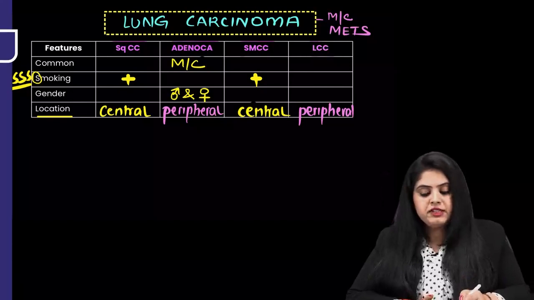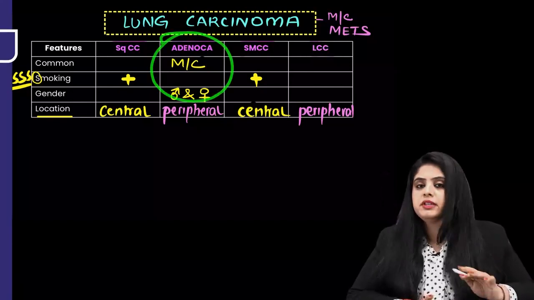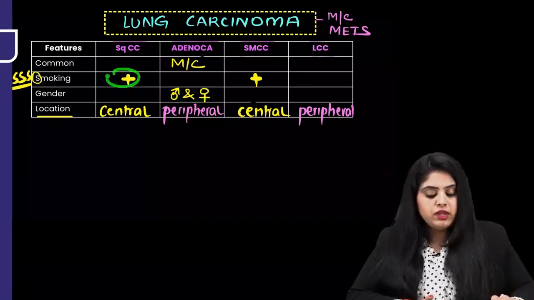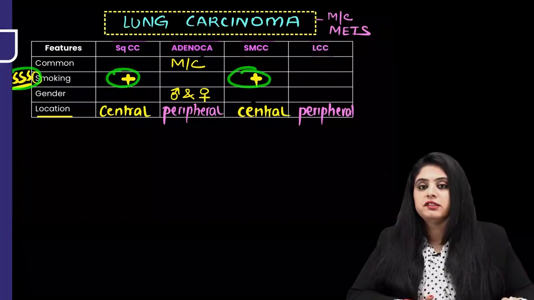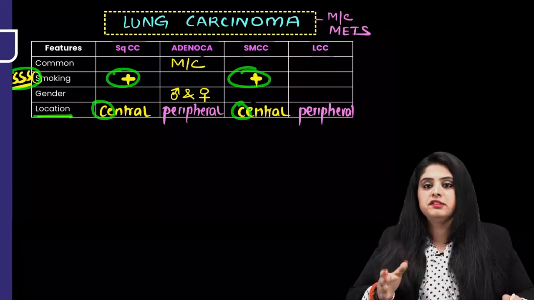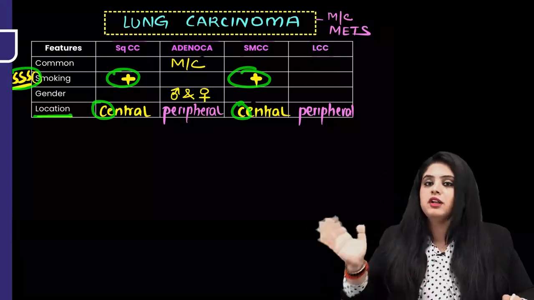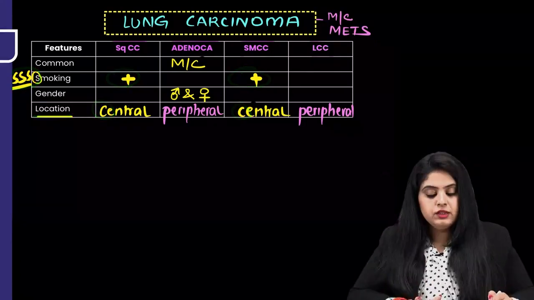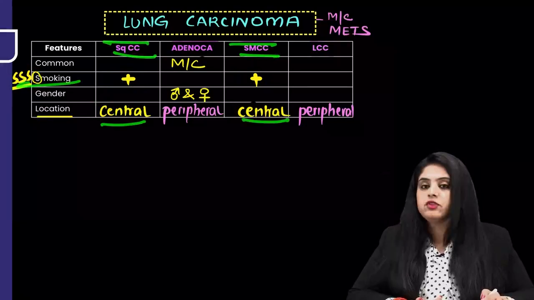Now this table is so simple. Adeno is most common in every gender. That is done. Smoking ke liye SSS, smoking, squamous and small cell carcinoma. Central also SSS, that is squamous and small are central, squamous and small are smokers. Simple. Repeating, squamous and small are smokers and squamous and small are central.